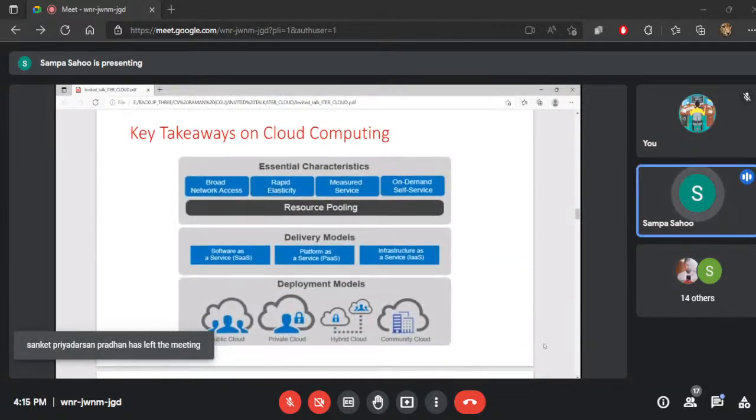If you consider cloud computing, then the key takeaways are: what are the essential characteristics of cloud, what are the delivery models, and what are the deployment models. There are five characteristics basically, three delivery models, and four deployment models. Collectively, these are also known as the 3, 4, 5 model: three delivery models, four deployment models, and five essential characteristics.